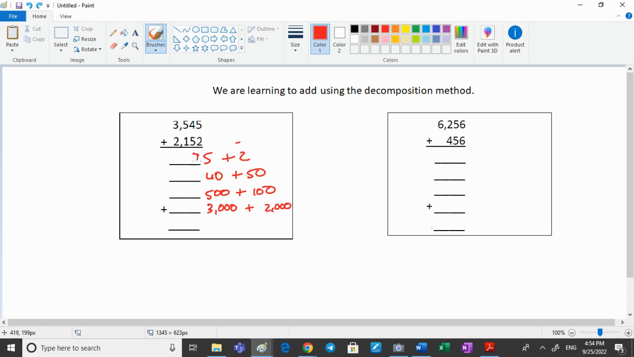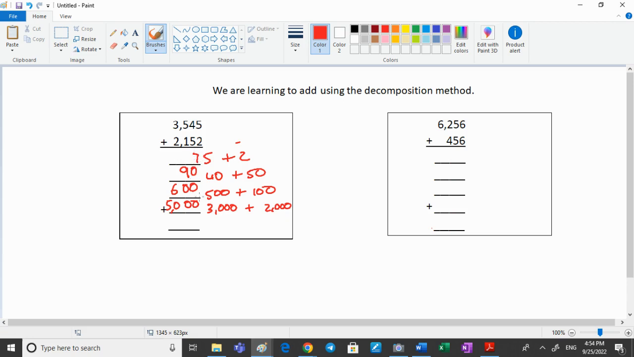5 plus 2 is 7, 4 tens plus 5 tens is 9 tens, which is 90. 500 plus 100 is 600. 3,000 plus 2,000 is 5,000. And again, make sure you line them up correctly so that when you do the vertical addition, you're not mixing your ones, tens, and your hundreds, and so on.